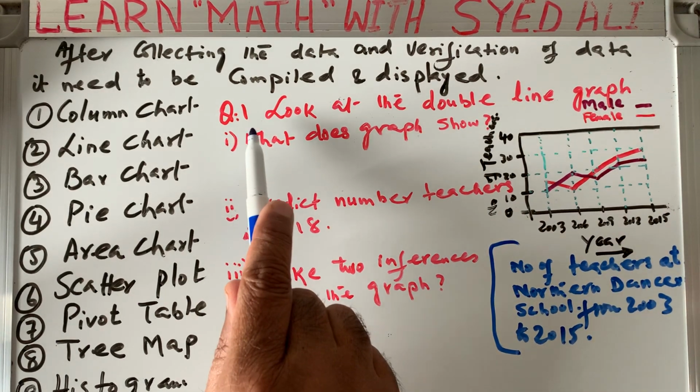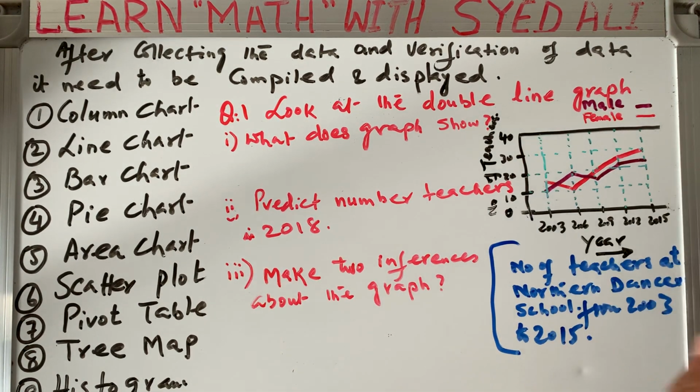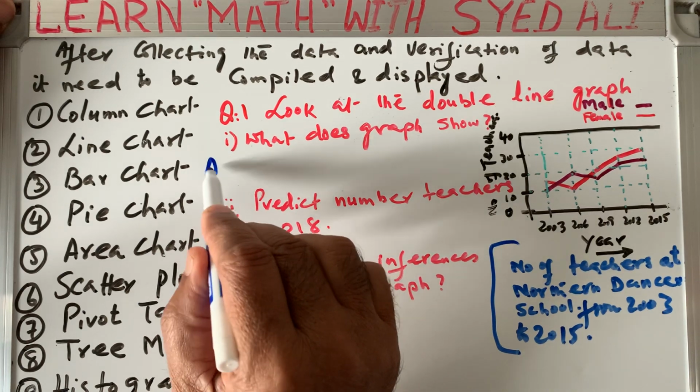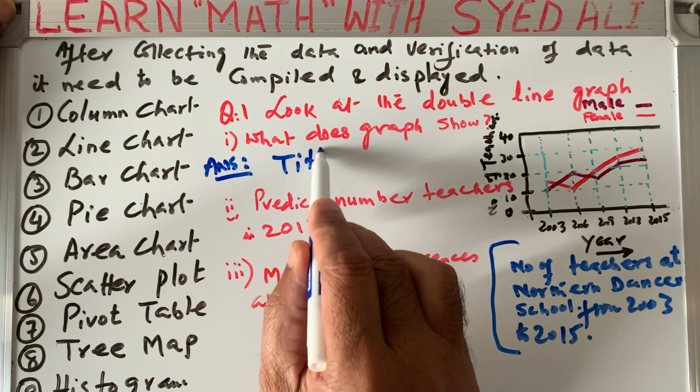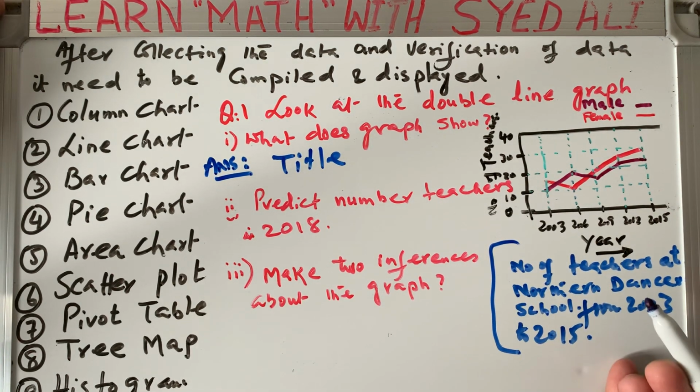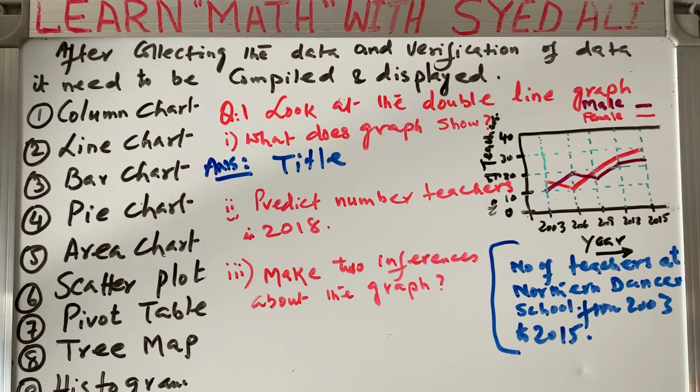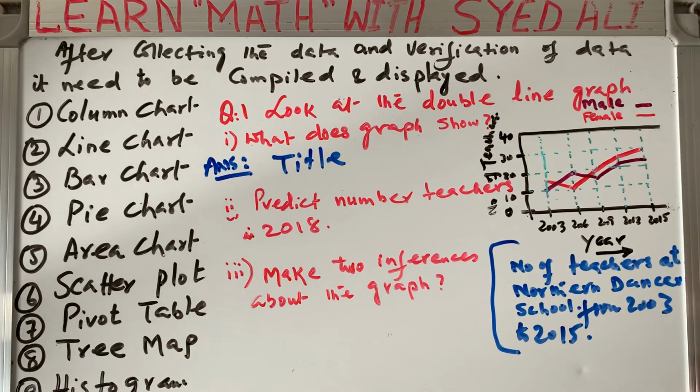Now, my question number 1: look at the double line graph. What does the graph show? Always see the title. The answer is the title: number of teachers at Northern Dancer School from 2003 to 2015. This is what the graph shows. Always see the title of the graph, what it is all about.